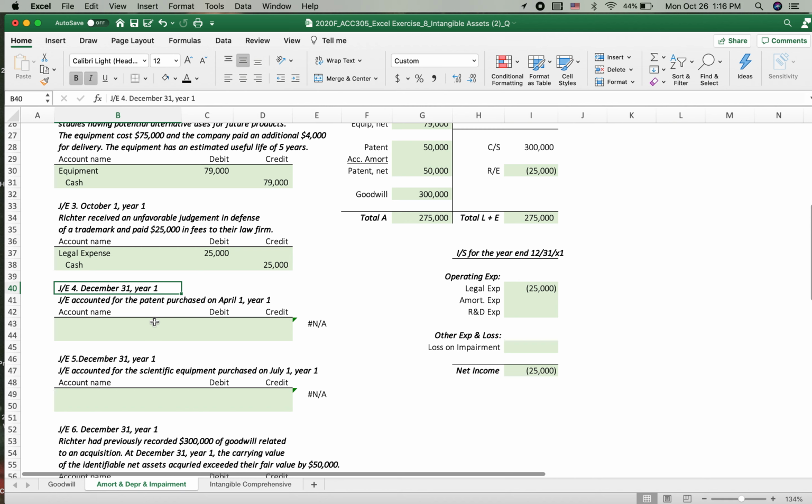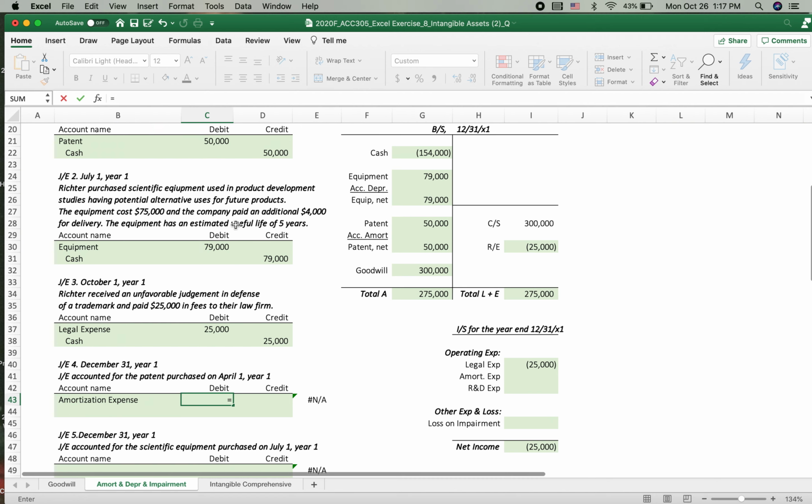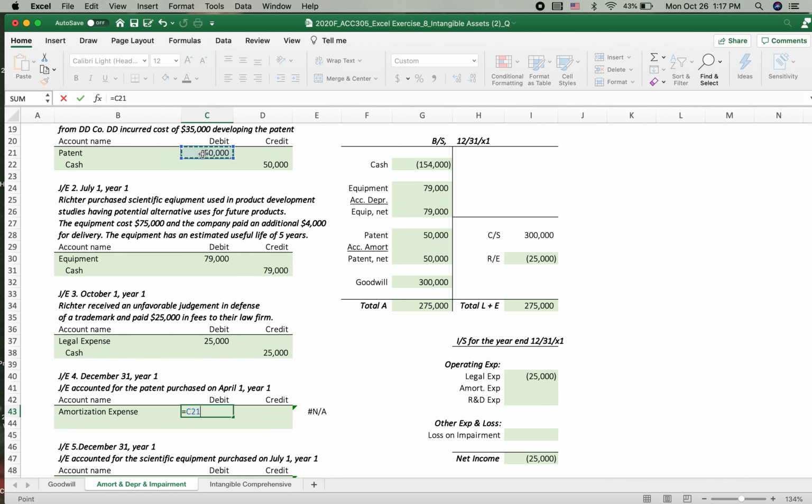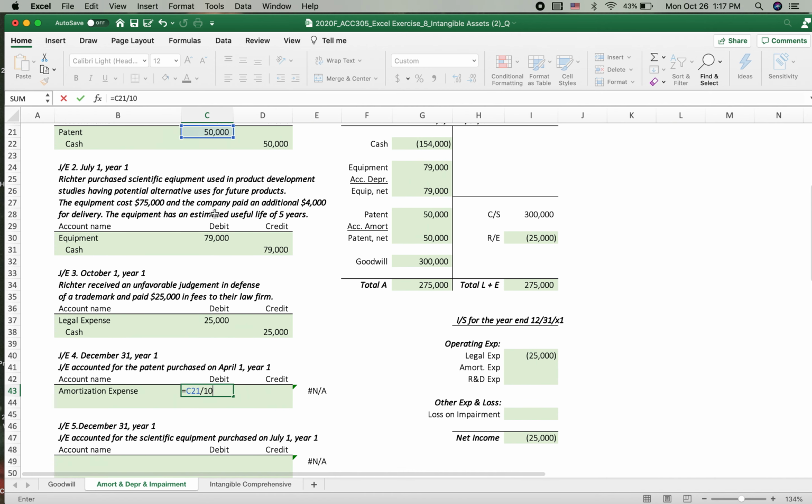And transaction number 4, journalize the entry for the patent purchased April 1st. Now, this is an asset capitalized, so we need to amortize, right? Amortization expense. How much was that? We need to take the $50,000 patent, divided by how many years? Okay, 10 years. That has a 10 years life.